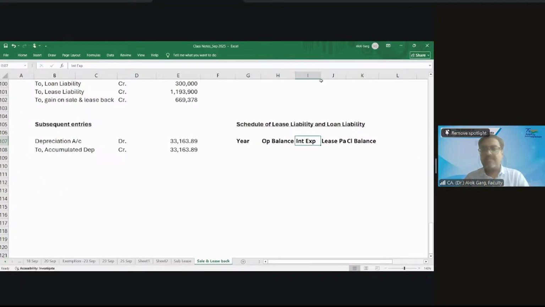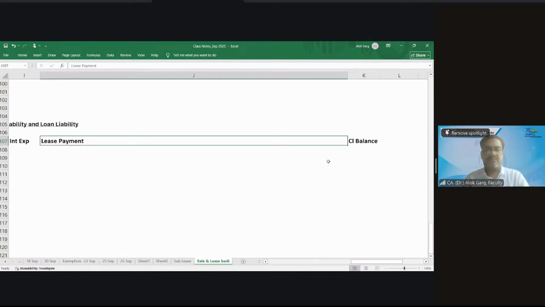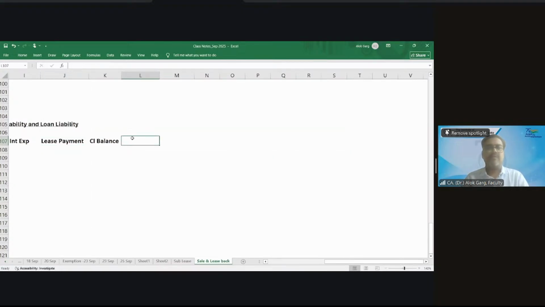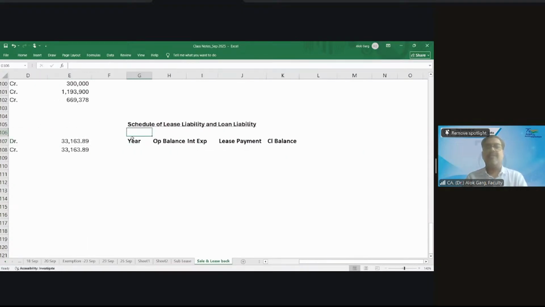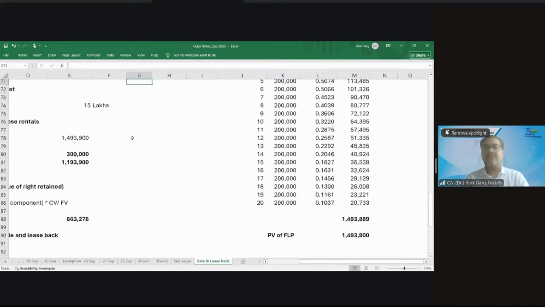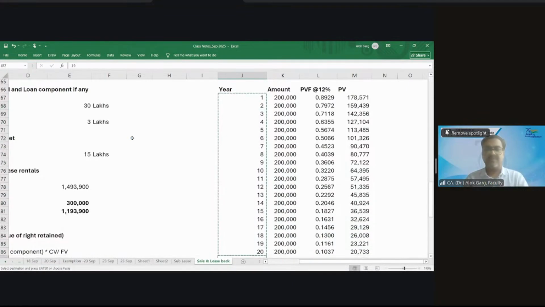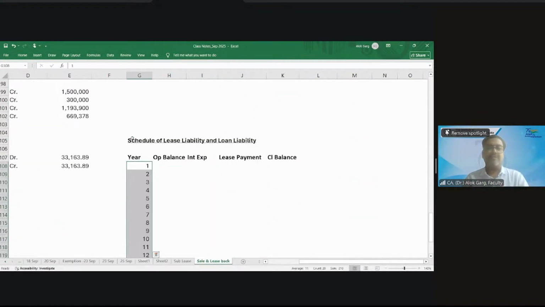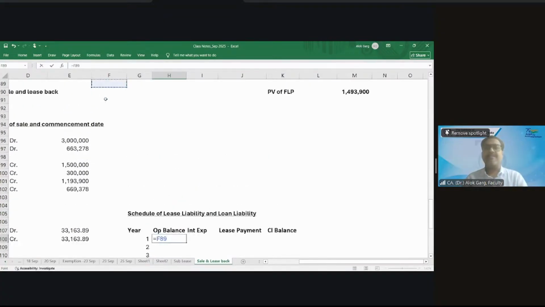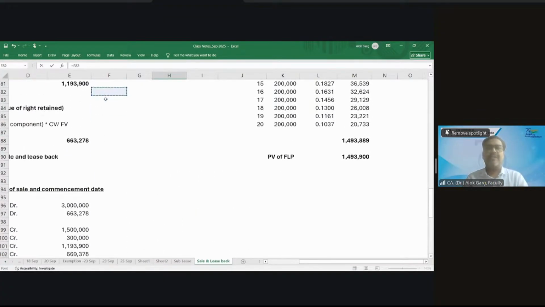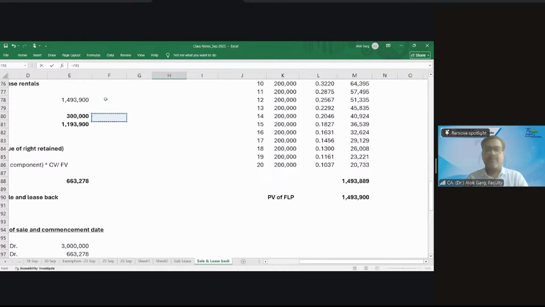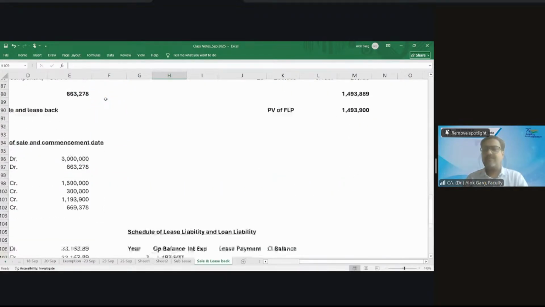Year, opening balance, interest expense at the rate of 12%, lease payment, and closing balance. How many years? 20 years, right? Yes sir. And what is the amount? Amount is 2 lakh rupees every year for 20 years. What is the opening balance of the liability? What is the opening balance of the total liability? 11,93,900.